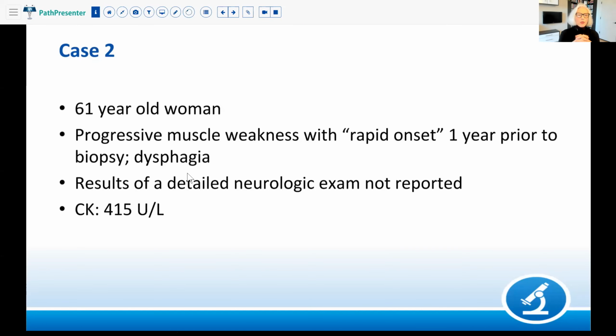Here is case number 2. This is a 61-year-old woman with progressive muscle weakness that, according to the history, started rather rapidly 1 year before. They didn't really provide us with much in terms of the neurologic exam results, but we do have CK that's less than 1,000.